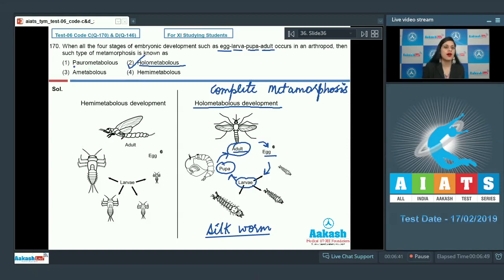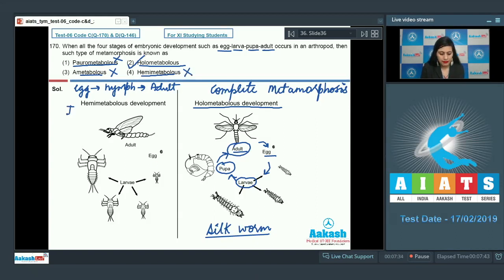The very first option is porometabolous, and this is an incorrect option. Porometabolous or gradual metamorphosis occurs in cockroach, and the life history includes egg, then nymph or young one, followed by adult or imago. The next option given is ametabolous, which is incorrect because ametabolous is a type of metamorphosis in which insects do not undergo metamorphosis, for example silverfish.